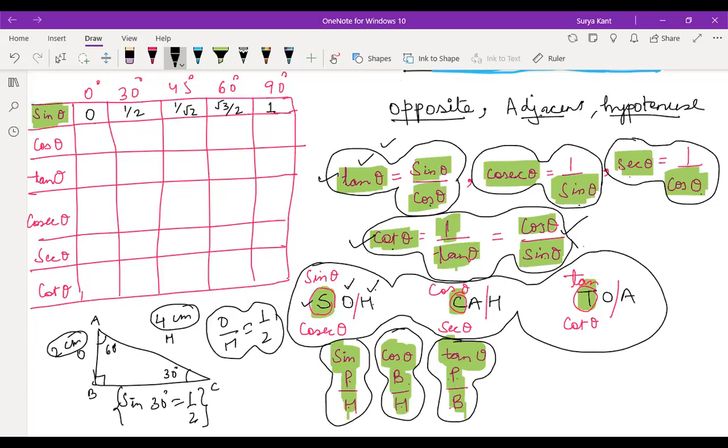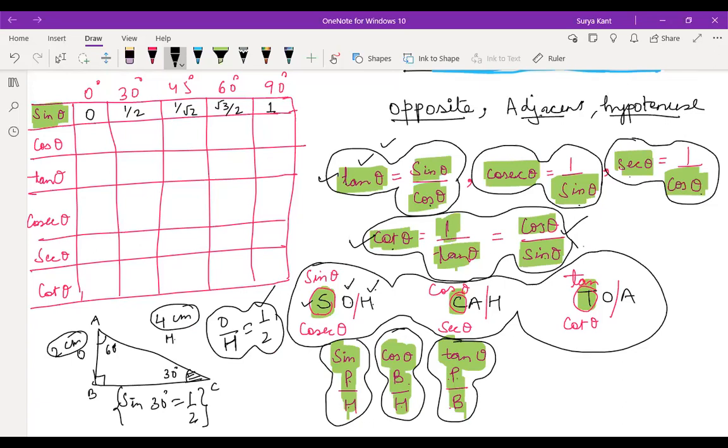I am repeating once again. If you draw this triangle where the acute angle is 30 degrees, the ratio of opposite and hypotenuse will come 1 by 2. That's why we have written 1 by 2 over here. Similarly, you can find everything: 0, 1 by 2, 1 by root 2, root 3 by 2, 1.